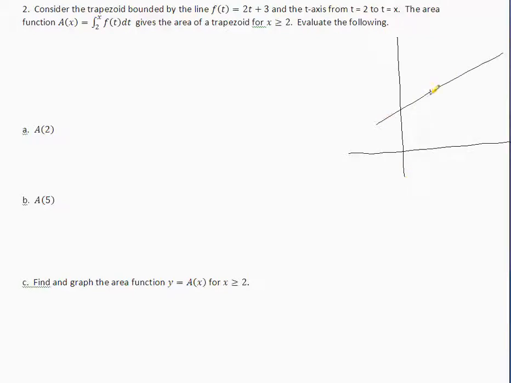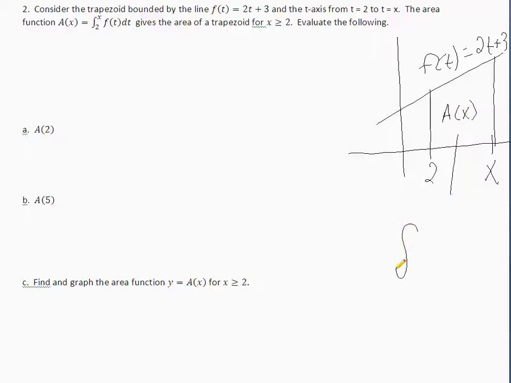So I have a trapezoid from 2 to some x value, and the equation of the line that I'm bounded by is 2t plus 3. The area A of x inside here is the integral from 2 to x of 2t plus 3 dt. Again, why are there two different variables? x is standing for from 2 to any number inside here, where x is any ending value, and t is the actual independent variable of that function.